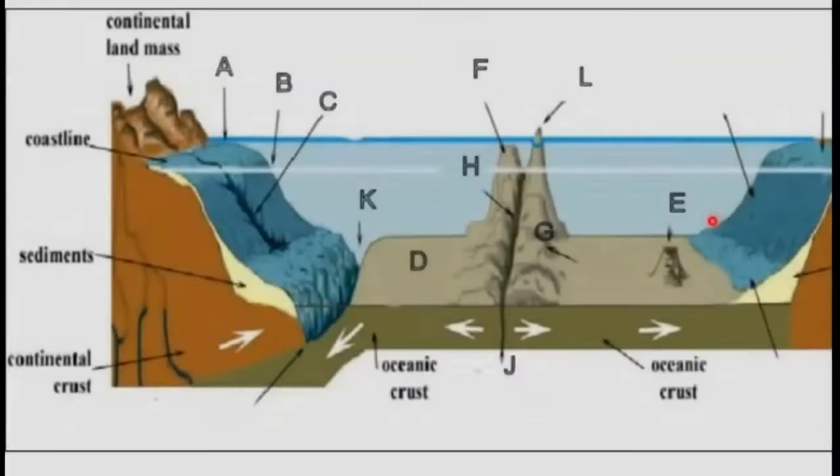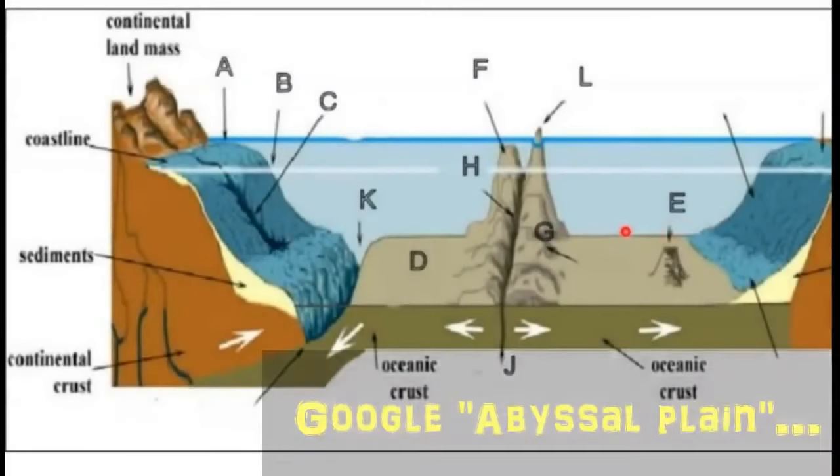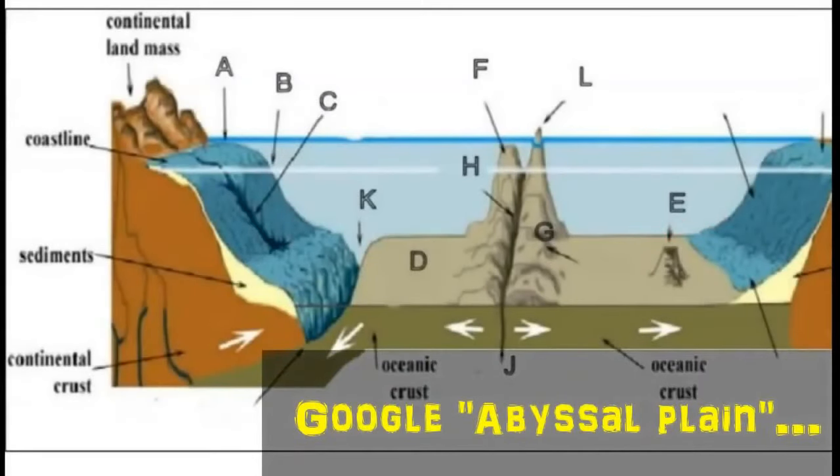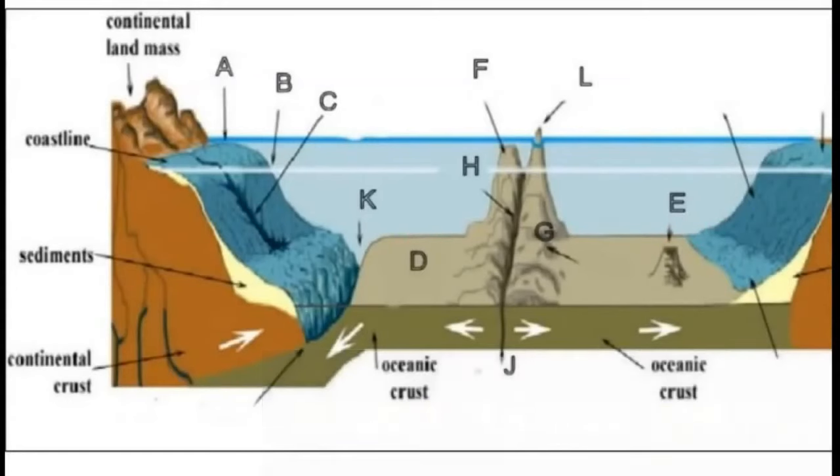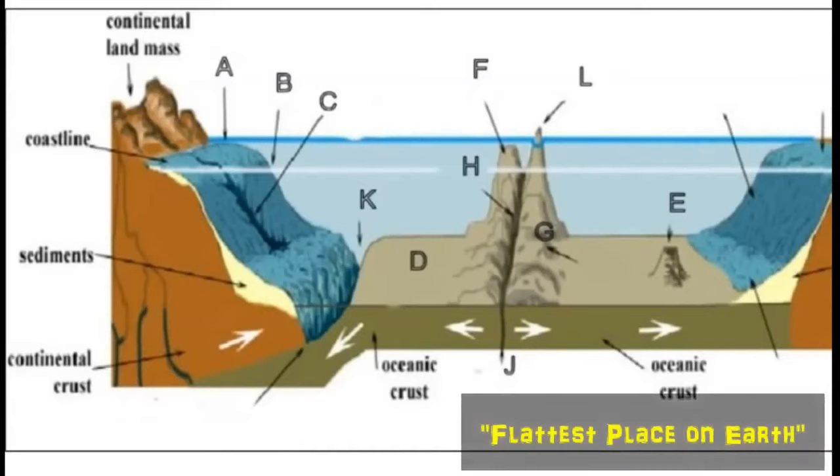Once we come down to the ocean floor, we get to what we call an abyssal plain. So this area in here would be the abyssal plain. The abyssal plain is the actual bottom of the ocean for the most part. It is the deepest part of the ocean anywhere. The flattest part of the ocean, excuse me. Not necessarily the deepest, but it's the flattest place on Earth.